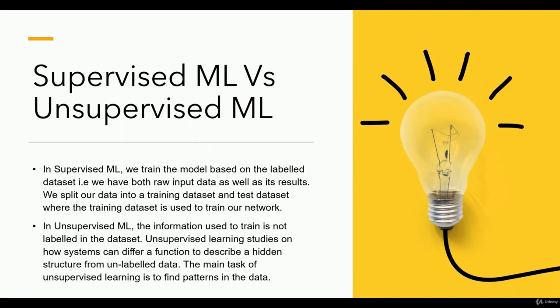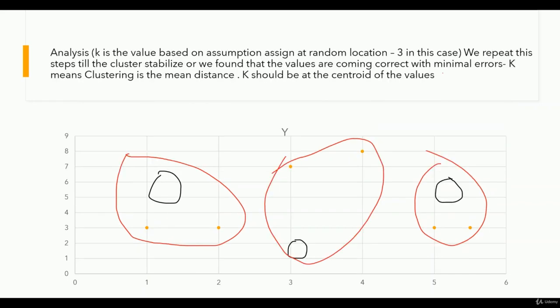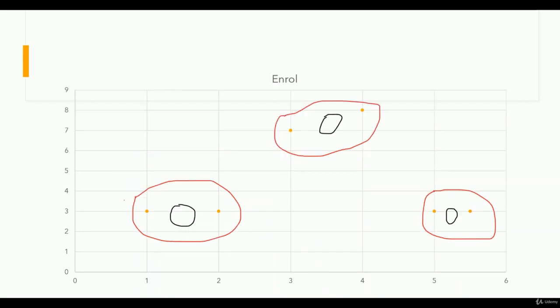In unsupervised machine learning, the information used to train is not labeled in a dataset. Unsupervised learning studies how systems can infer a function to describe a hidden structure from unlabeled data. The main task of unsupervised learning is to find patterns in the data. Like here, we are just finding the pattern. Multiple times we did this, and then we came to this point based on the data available.